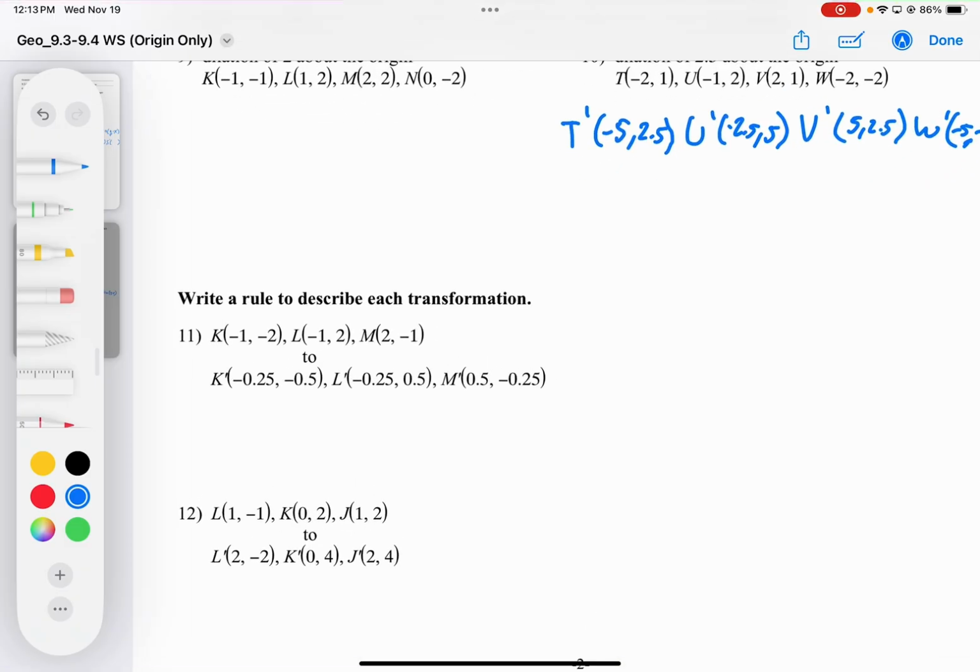All right, cool. And then I said 11. So how do I get from K to K prime? Multiply by 0.25. Good. Reduction or enlargement? Reduction. K equals 1/4.